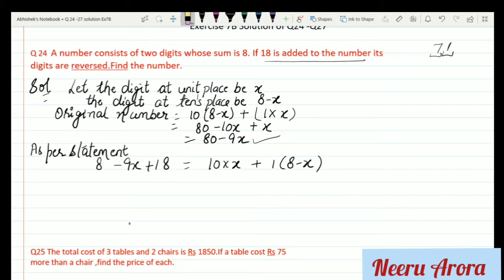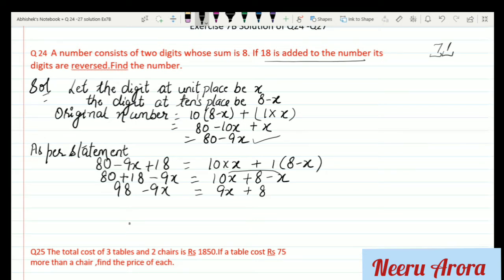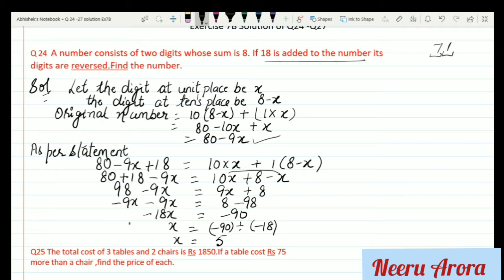So it becomes 80 plus 18 minus 9x, which is 98 minus 9x, equal to 10x plus 8 minus x, which is 9x plus 8. Now separate the variables and constants. So 8 minus 98 is minus 90, and minus 9x minus 9x is minus 18x. So minus 18x equals minus 90, x equals minus 90 divided by minus 18, x is equal to 5.